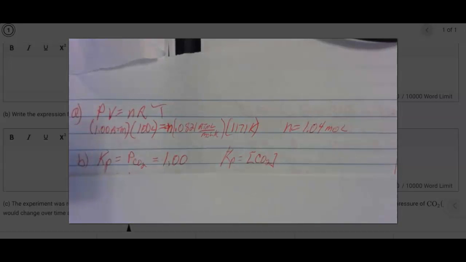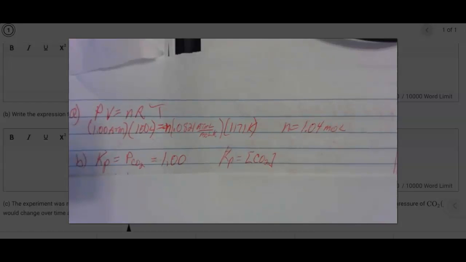Done. No calculation needed in this case because we had solids. We don't include the solids. I know some of you were putting ones in for the solids. That's fine. But Kp only depends on carbon dioxide, and carbon dioxide we know is 1 atmosphere. So the Kp is 1. All right. Last part.